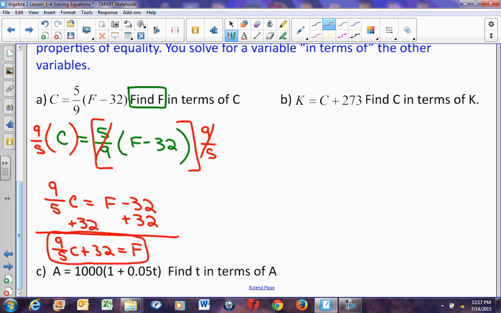Let's look at letter B. K equals C plus 273. Find C in terms of K. In other words, isolate C by itself. Okay, we're going to find C. In other words, solve for C.